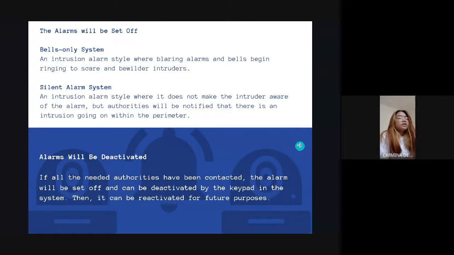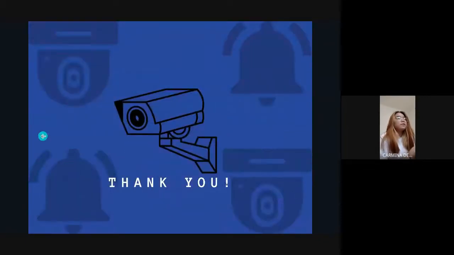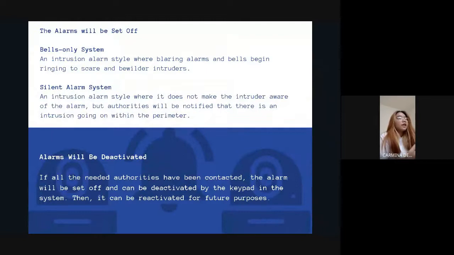So to summarize, there are 4 steps of how an intrusion alarm works. The first one is an intrusion is detected. The second is the control panel will be alerted. Third, the alarms will be set off. And then lastly, alarms will be deactivated.